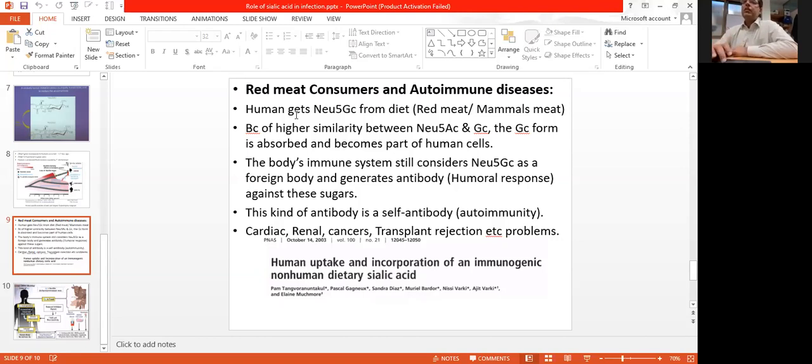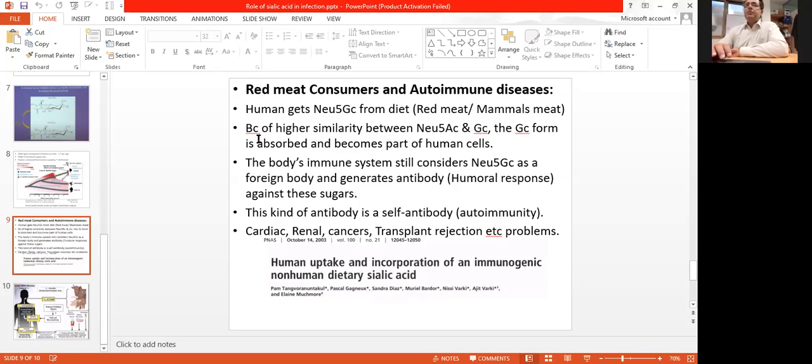So where would the humans get it from? The humans get it from the diet. And the main source is the red meat or the mammal's meat, which is rich in Neu5Gc. It's not present in plants, so we're not getting it from plants, and that is for sure.